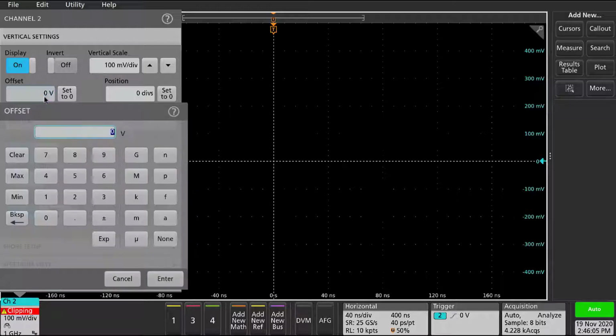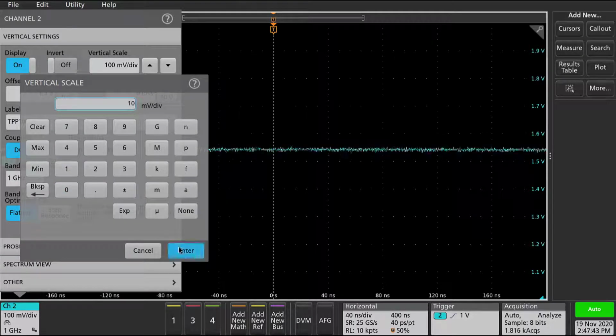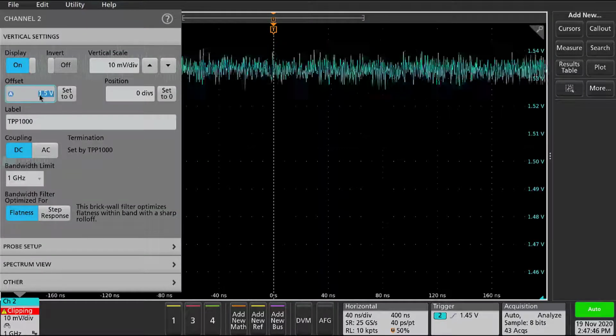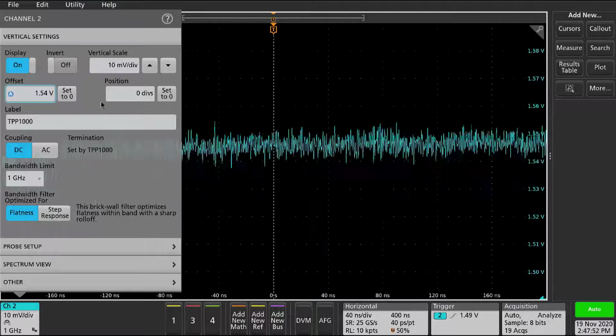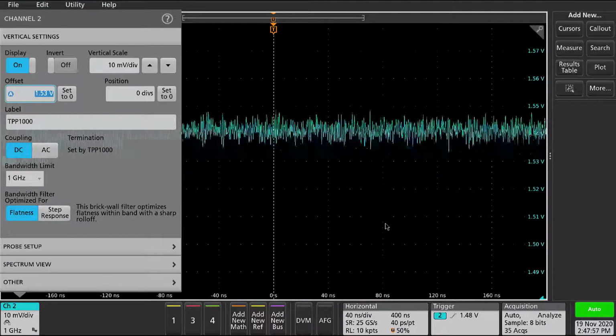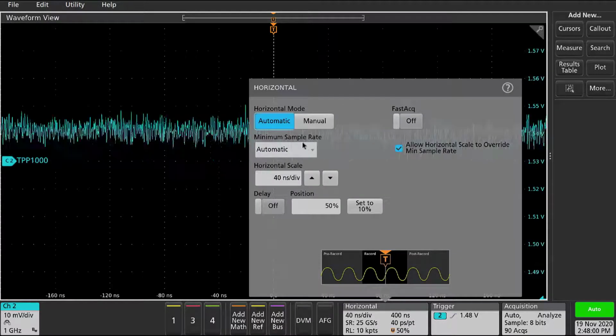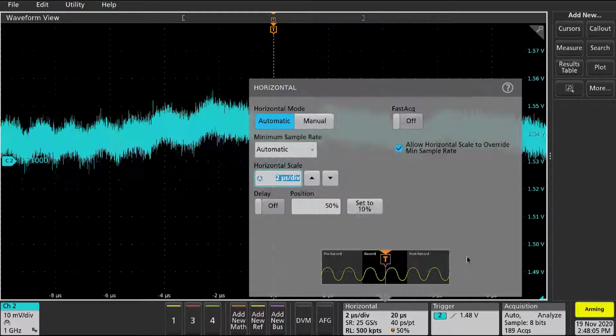So I know we need to set our offset to 1.5 volts, and when we do that, sure enough, we see a nice kind of steady rail right above 1.5 maybe. And so we'll dial in our vertical scale, maybe something down to 10 millivolts, and I can see we need to increase the offset just a little bit, maybe to 1.53 volts or so, just to kind of center that up right in the middle of the waveform here. And I'm also going to increase our horizontal span to something like 2 microseconds, just to capture a little bit longer of a record.